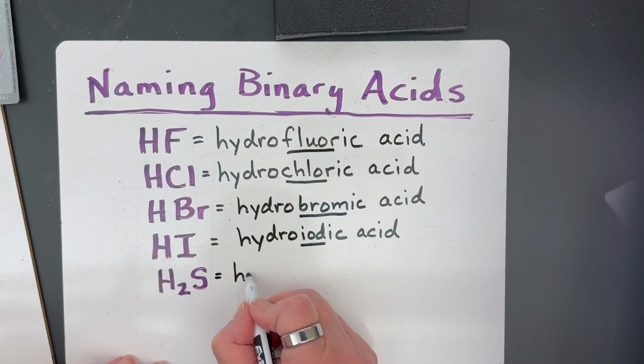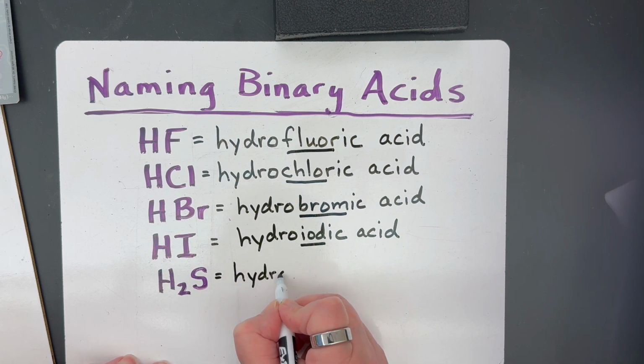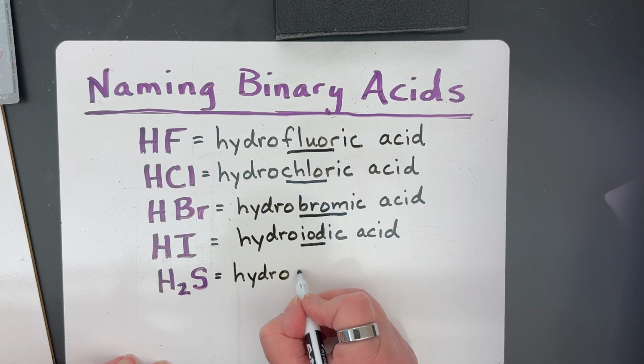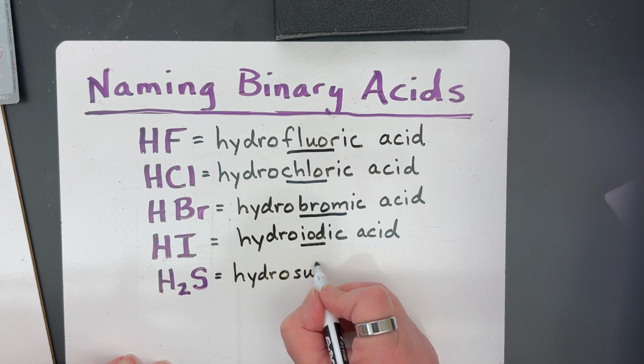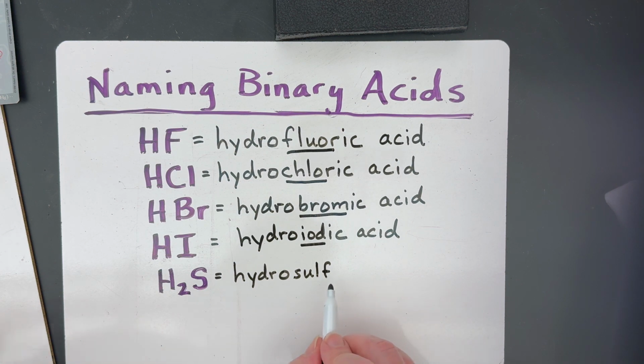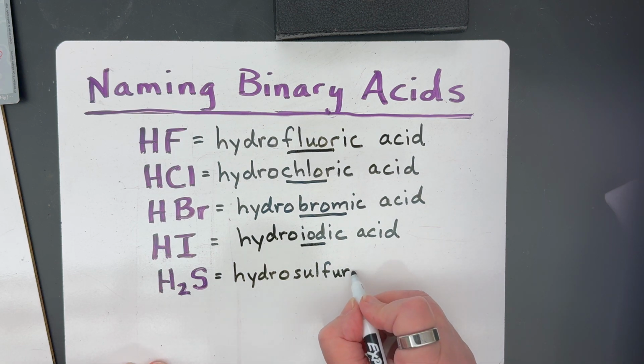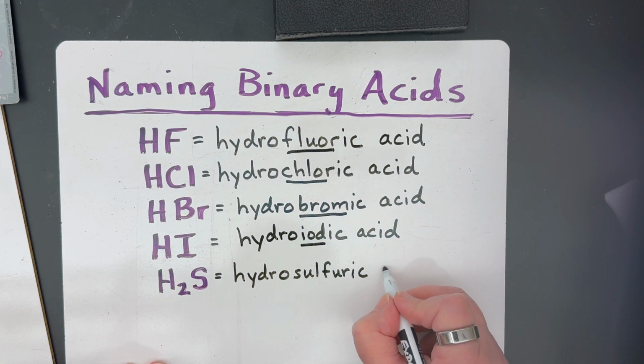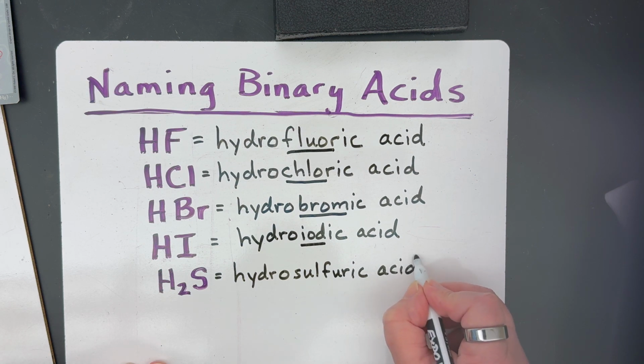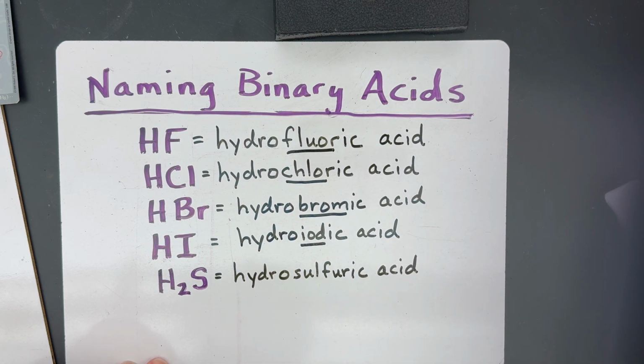So we start with hydro. This is sulfur. Now it doesn't have an INE ending, so we're going to keep sulfur and then IC, acid. Hydrosulfuric acid. Here's our middle part of our name, which corresponds with our second element.